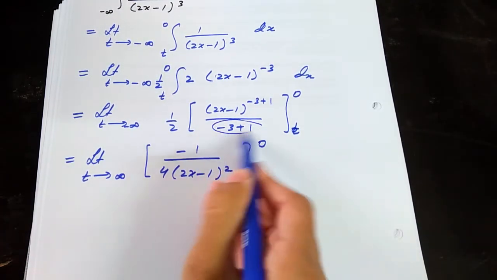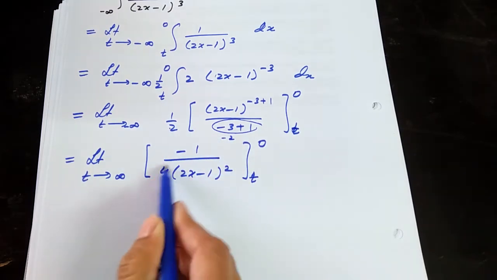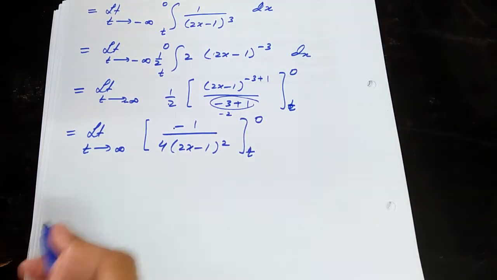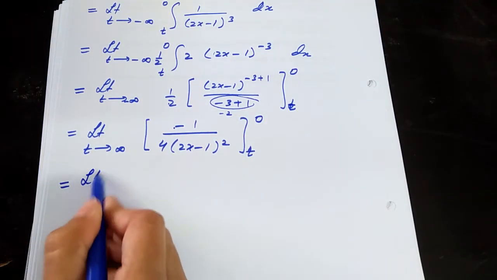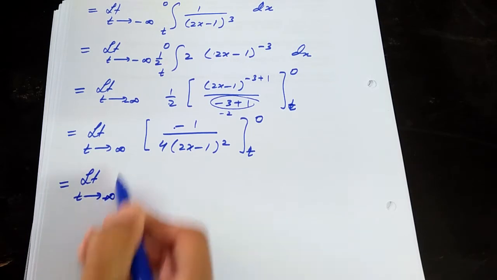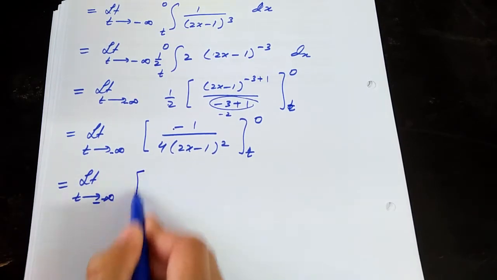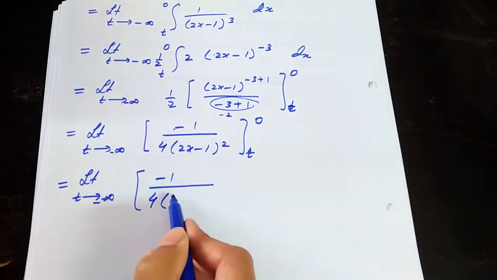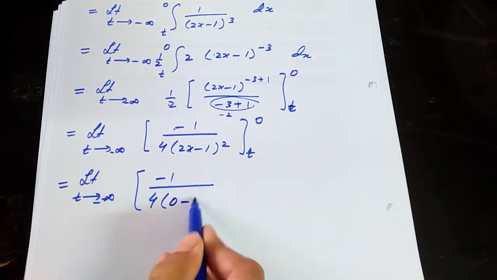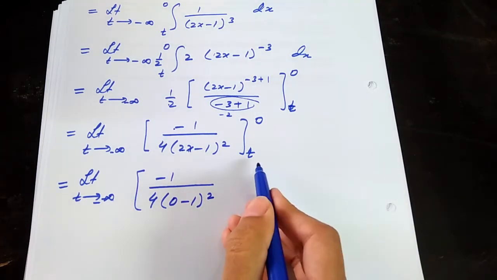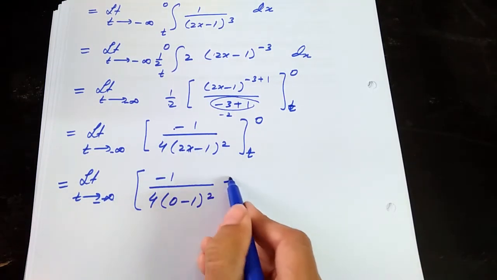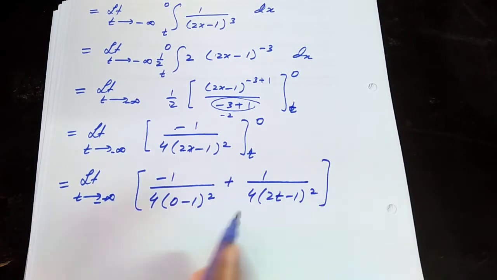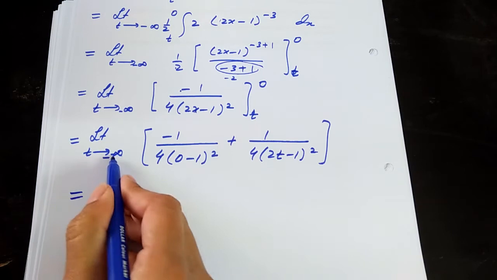Here we have minus 2 and 2 will give you 4, and this negative sign I have written upside. Now use the upper limit and the lower limit. You will get the limit as t approaches minus infinity. Now minus 1 over 4 times the upper limit: 2 times 0 will be 0, so you will get 0 minus 1 whole square. Then the negative sign of the formula, negative will give you plus 1 over 4 into (2t minus 1) whole square, like this. Now apply the limit here.